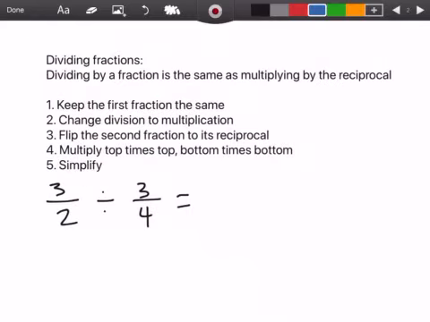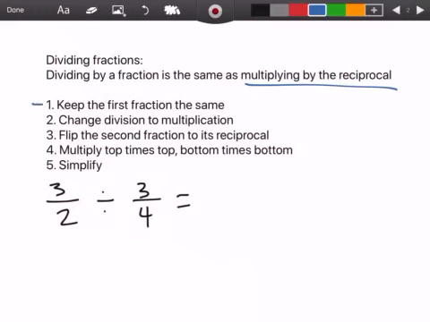Now, why do we need to know reciprocals? It's because when we divide fractions, it's the same thing as multiplying by the reciprocal. Now, this should sound similar to back when we were subtracting integers. Remember, we didn't actually subtract, we added the opposite. So instead of dividing, we're going to multiply by the reciprocal.